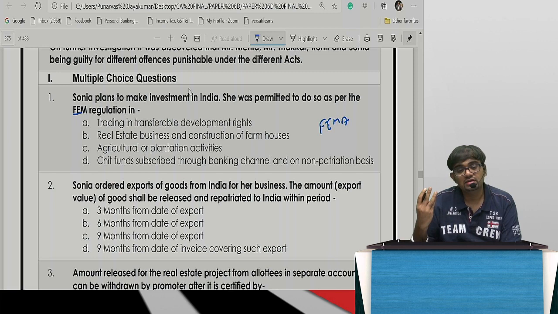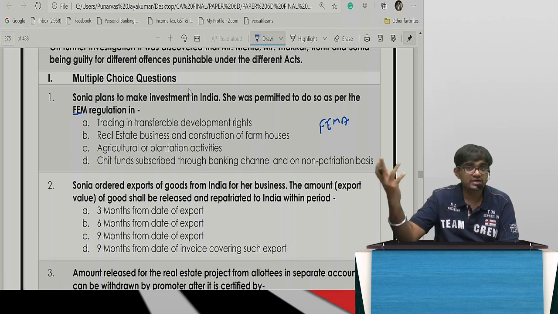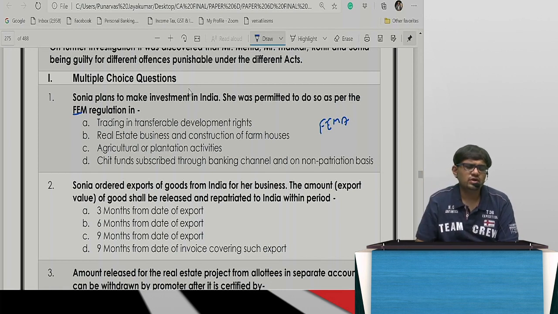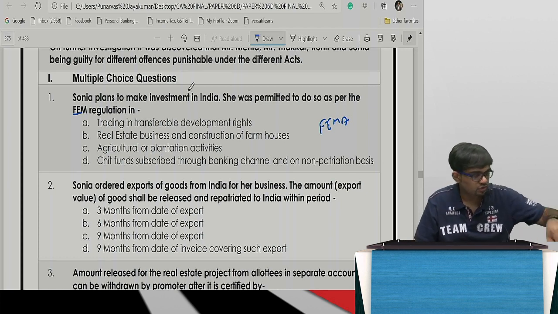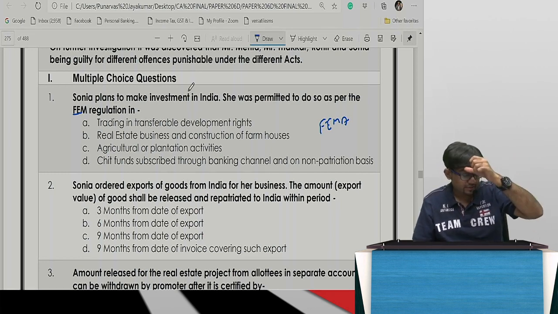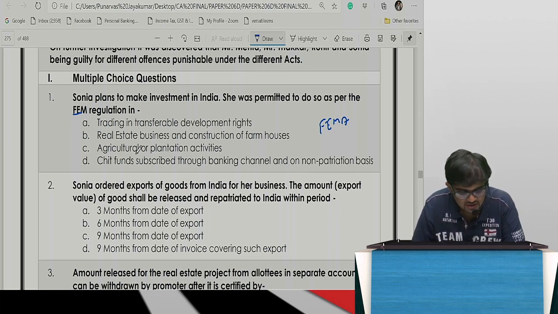Remember, 4 things are prohibited. Trading in TDR is prohibited. Real estate business, farming, that is agriculture or plantation activities, and even chit fund is prohibited. But chit fund through banking channel is allowed on non-repatriation basis. We have done it in FEMA regulations. Direct. Do you have to read any case study for this to answer this question? No. Directly we can answer. So that is the scene. Most of the things are very easy. See, the case study may be different and it may be difficult, but the questions will be extremely simple. Okay, that is regarding FEMA regulation.